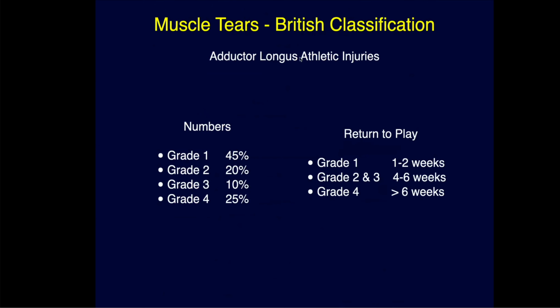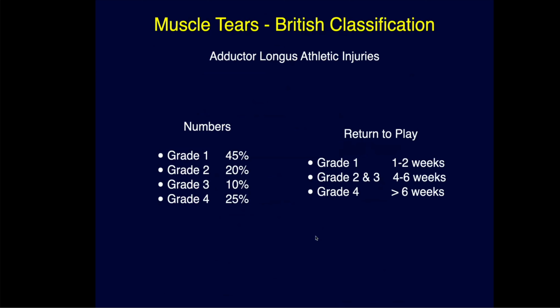Using the British classification system, and it's primarily designed for the hamstrings, but if you use it looking at the adductor longus for athletic injuries, you get about 45% are grade 1, 20% are grade 2, 10% are grade 3, and about a quarter are grade 4 injuries. And then return to play, grade 1 is about 2 weeks, grade 2 to 3 up to 6 weeks, grade 4 is greater than 6 weeks.